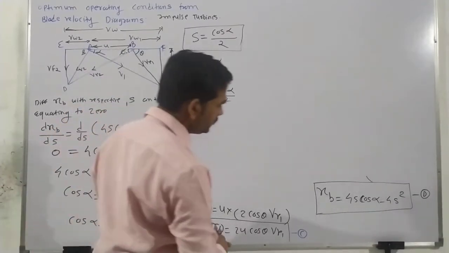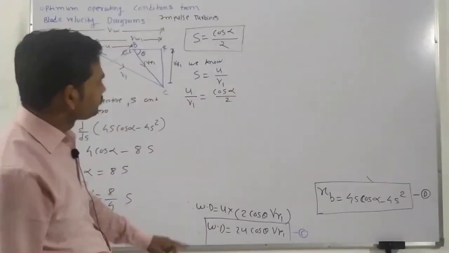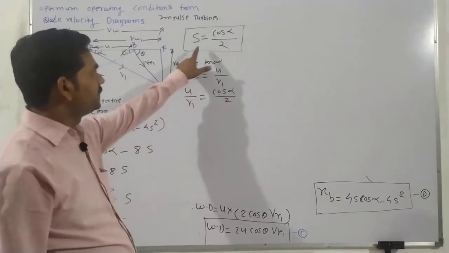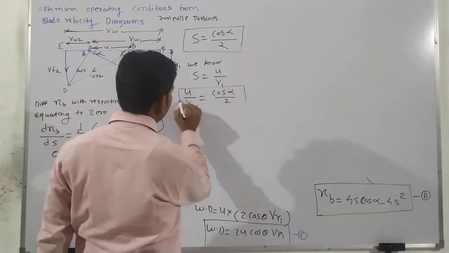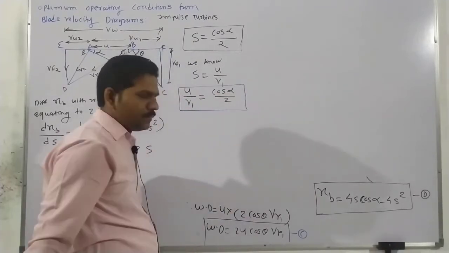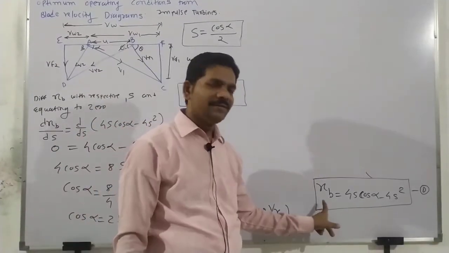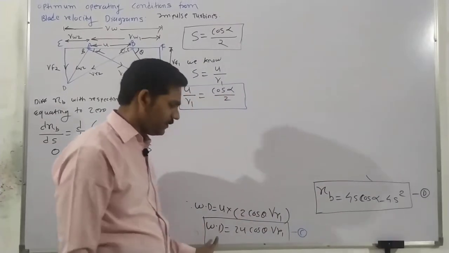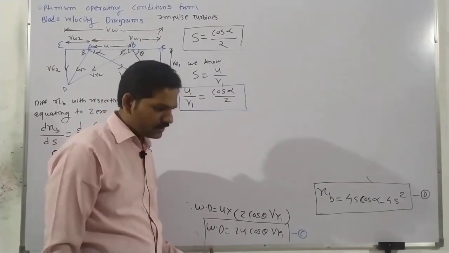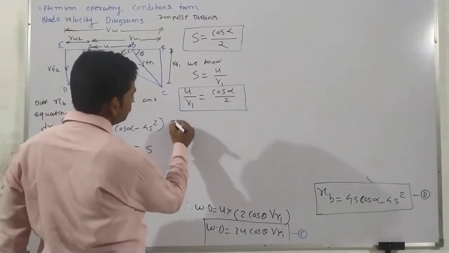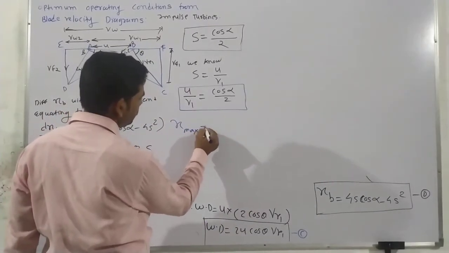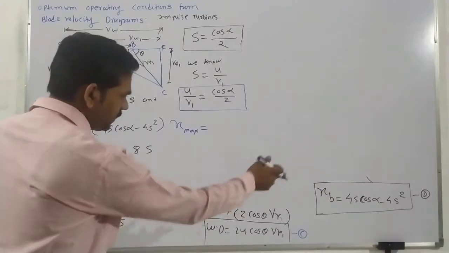Okay, now then boys, after getting these two conditions, we have to determine the maximum efficiency and the maximum work done. So first of all we determine the maximum efficiency, N max. What is the equation we have?